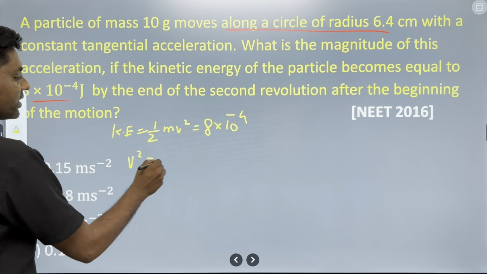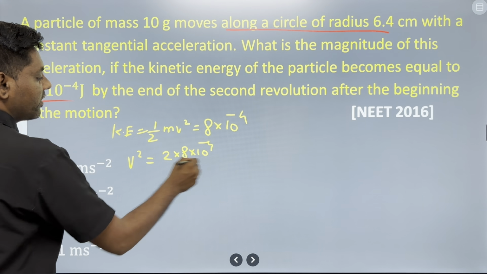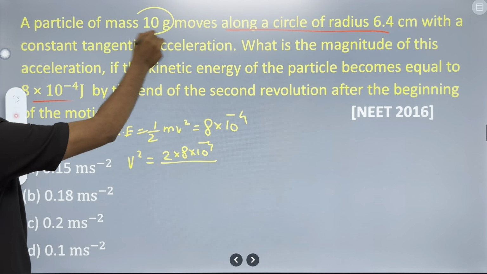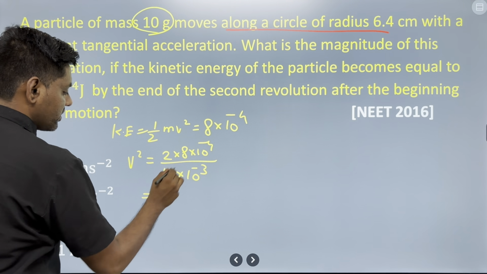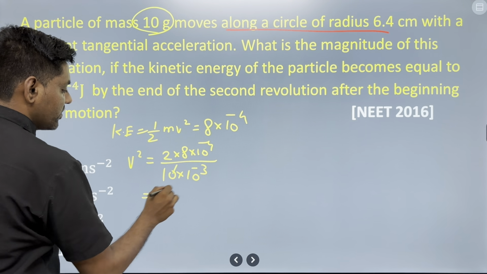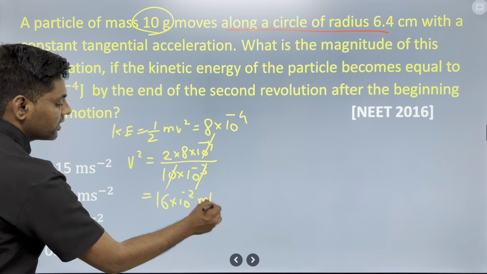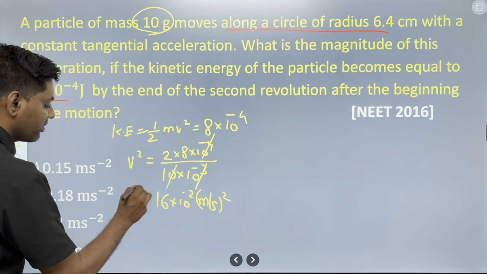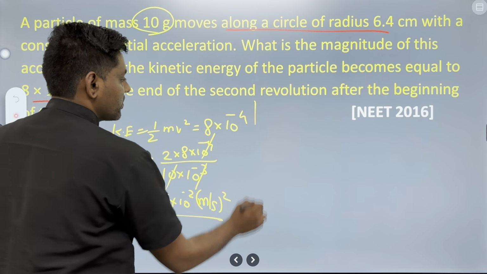So v स्क्वायर का आंसर क्या आएगा? That is 2 times 8 into 10 raised to minus 4 divided by m. m कितना दिया है? 10 ग्राम. So that is 10 into 10 raised to minus 3. So यहाँ से 10 गेट कैंसिल और 2 भी गेट कैंसिल और 2 8 2 जा कितना बनेगा? 16 into 10 raised to minus 2 मीटर पर सेकेंड का स्क्वायर, क्योंकि यहाँ पे वेलोसिटी का स्क्वायर है. सो सिंपल है. सो वी गेट द वैल्यू ऑफ वेलोसिटी स्क्वायर.